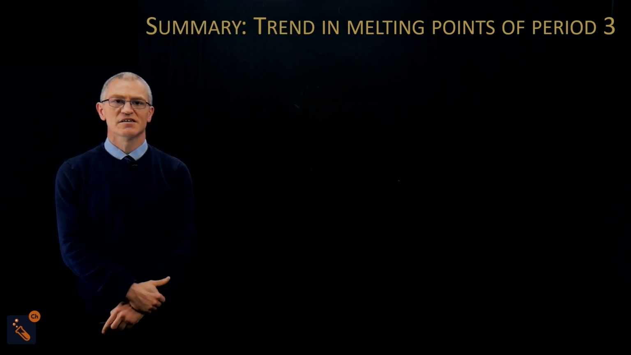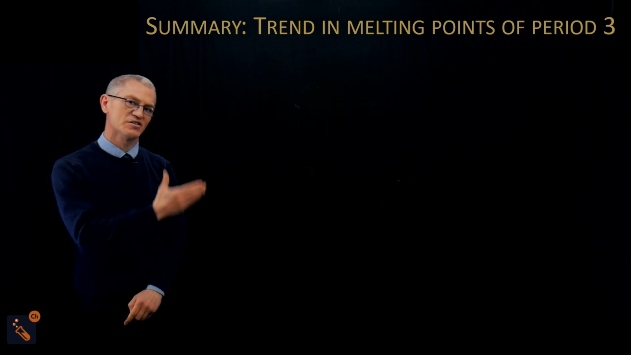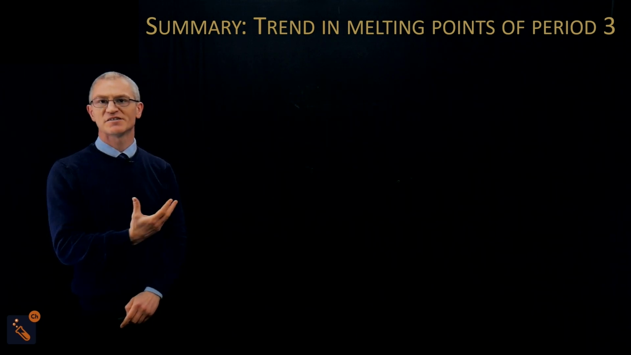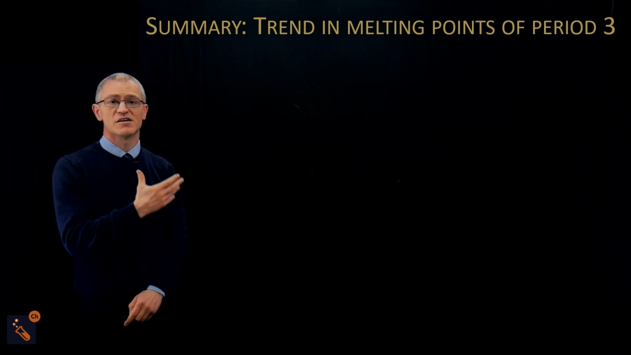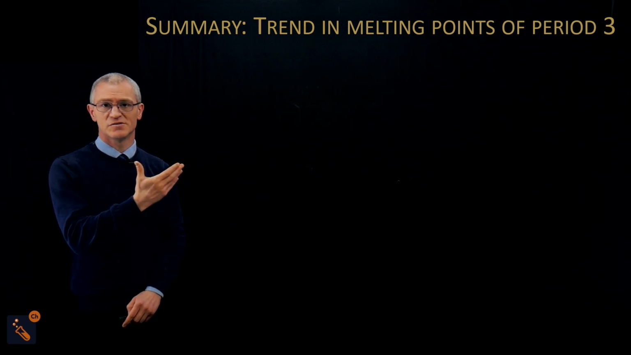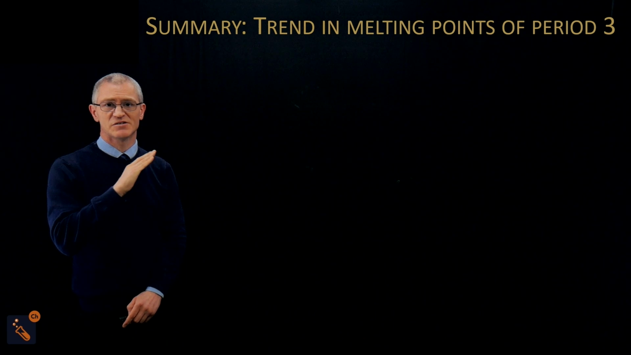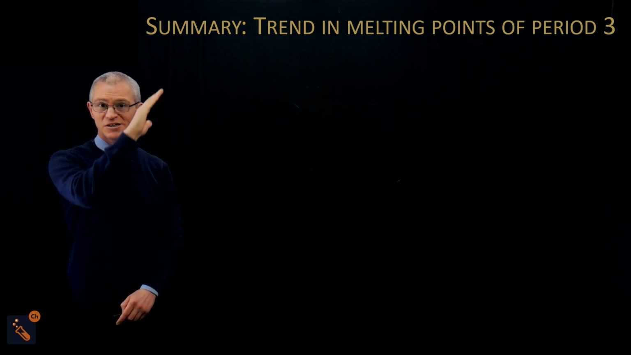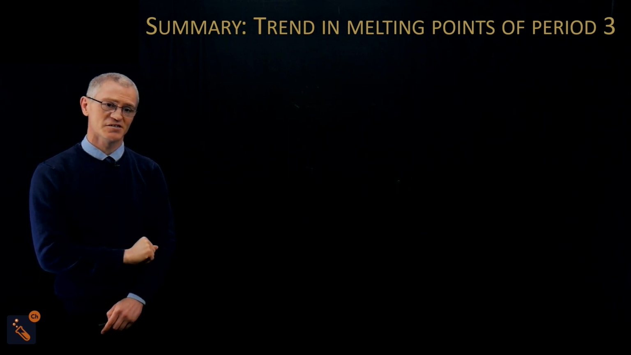So let's do this in a summary. It's really important that at the end of this, what kind of questions are you going to get asked? Well, the question you might get asked is to summarise and explain the trend in melting points of period 3 or period 2, okay, using structure and bonding. And they'll say using structure and bonding. It's quite a long question, so I'm going to stay here and just go down each point in turn.